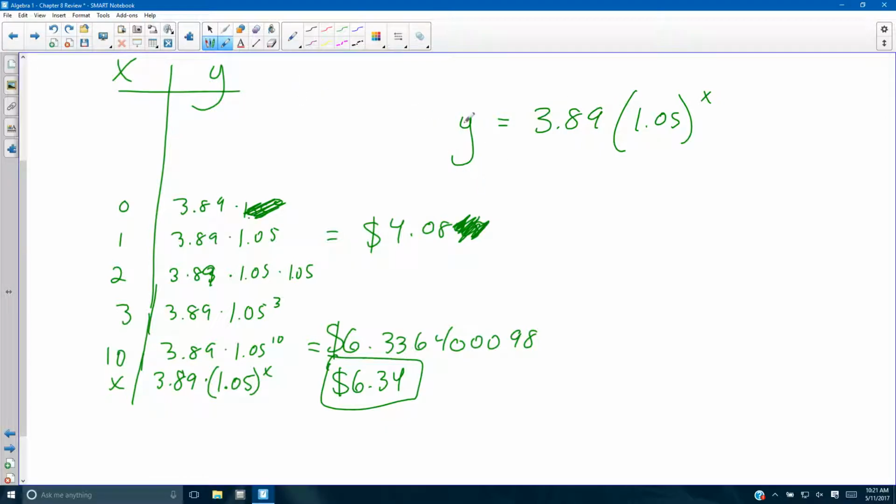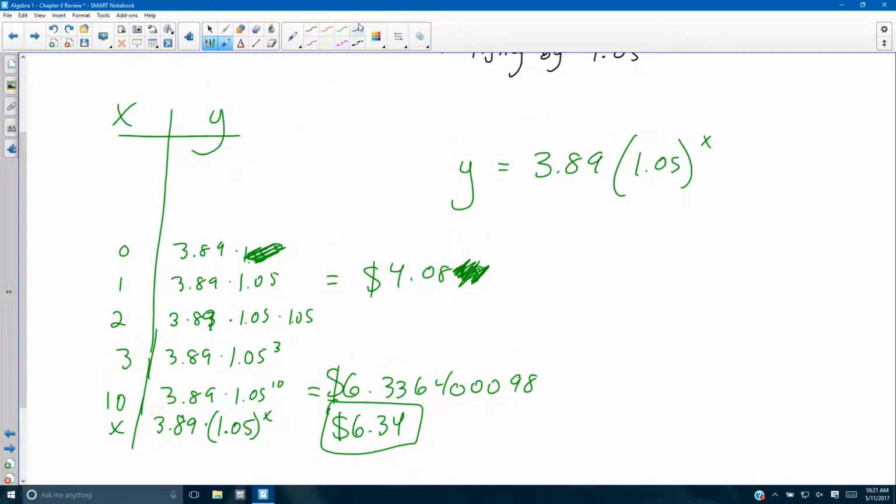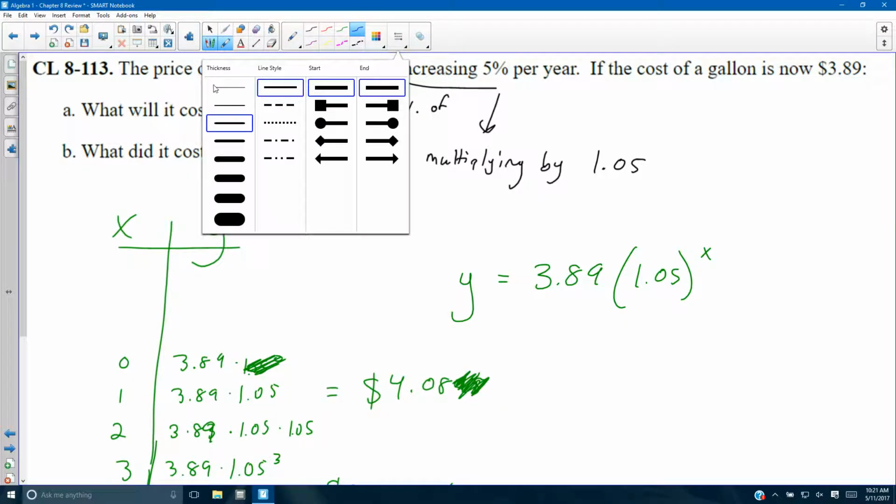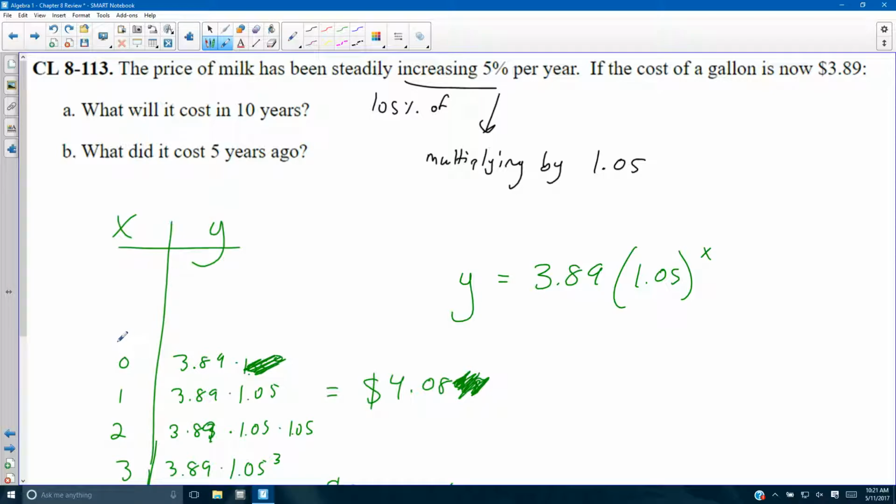Here y represents the number of dollars after x years, and x represents the number of years since the milk was $3.89. So what did it cost 5 years ago? Well, 5 years ago, before year 0, the year before year 0 was year -1. I know that sounds strange, but that's literally what it is. That's what I would plug in for x here. Now, how do you work this? You would divide by 1.05. If you multiply by 1.05 to get 3.89, what's 3.89 divided by 1.05? That number is about $3.70. So this is how much it cost a year before it was $3.89.